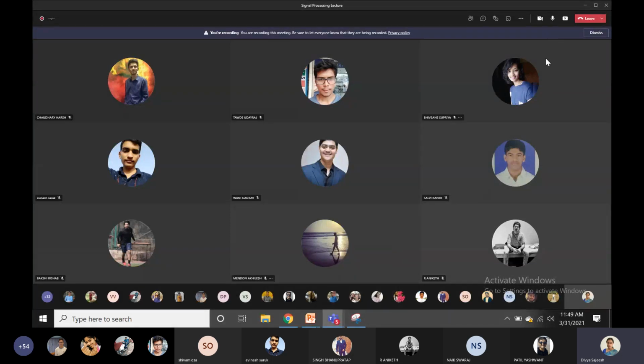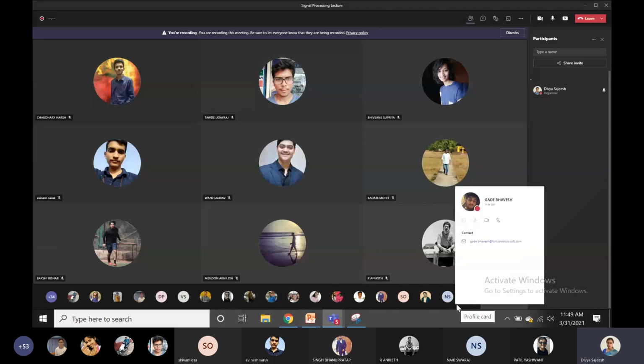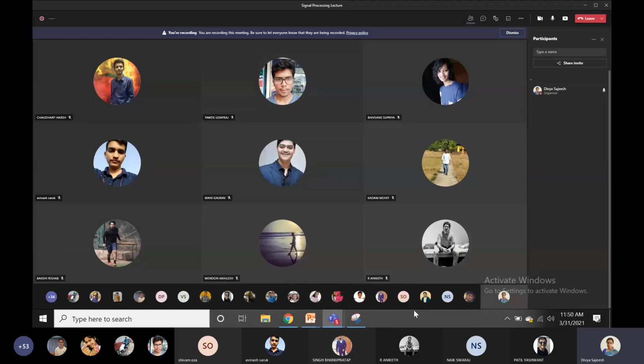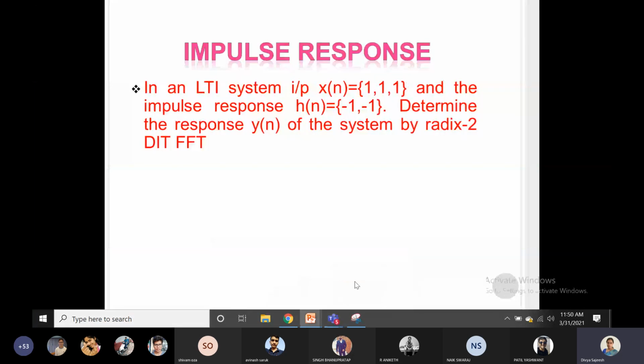Let me ask a question, otherwise I don't know whether you are listening or not. So you have to tell me what is the length of the sequence. Pratik, Pratik, Bhole Pratik, Bhavesh. Yes, ma'am. Yes, Pratik, tell me what is the length of the input sequence x of n?